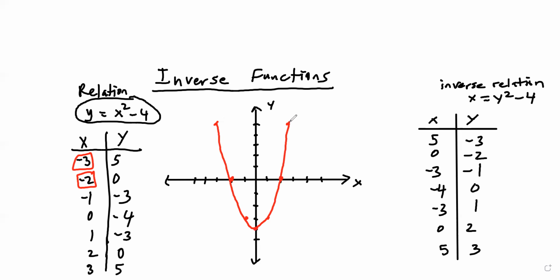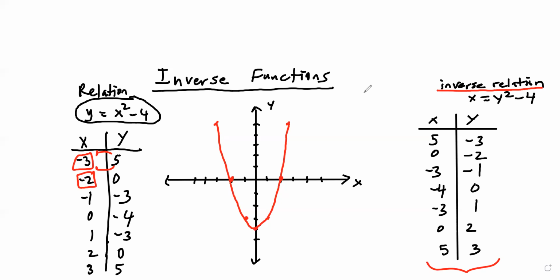Now, what the inverse relation is, you're basically switching x and y values. So you're switching these two points. So I'm making the y values into x's and replacing x's with the y's. Okay, and they are in this table right here. So now I'm going to plot this. So let's use a different color.